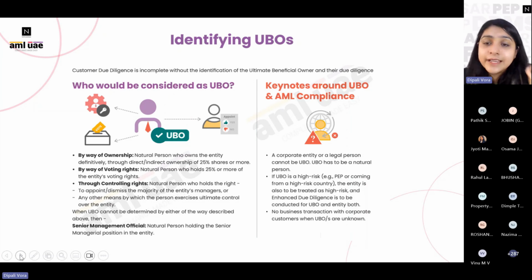Now, there's one thin line of difference between these two situations. First is where your customer is not cooperating with you to share the details of the UBO. In that case, you cannot onboard them.